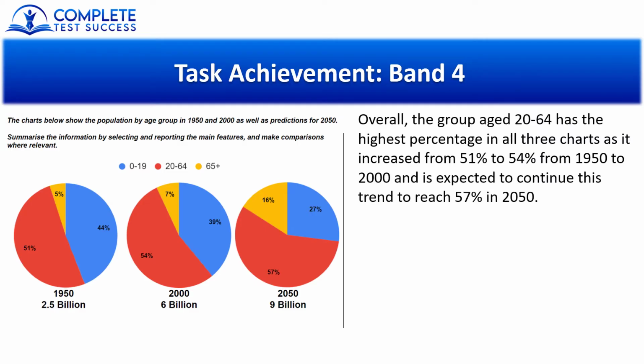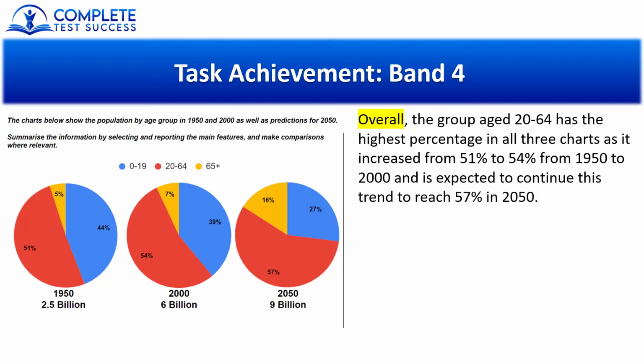Overall, the group aged 20 to 64 has the highest percentage in all three charts, as it increased from 51% to 54% from 1950 to 2000 and is expected to continue this trend to reach 57% in 2050.